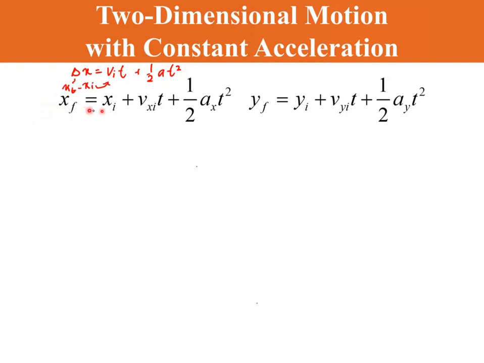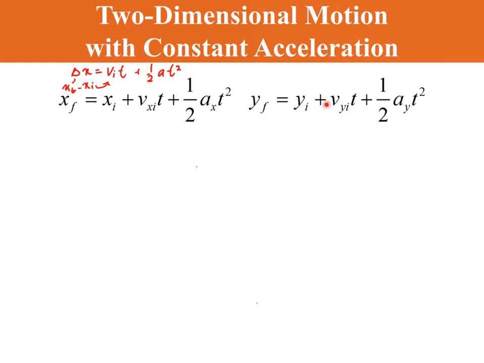Okay, so this becomes this equation. x final equals x initial plus vx t, right? So this is in terms of the x axis, and this is the same equation but in terms of the y axis.